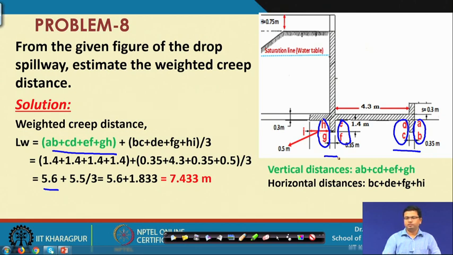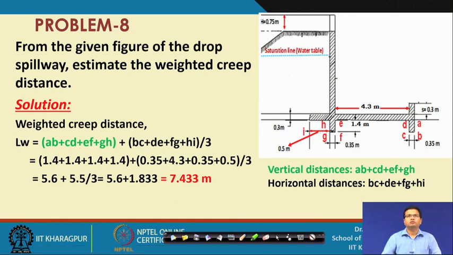Then the horizontal distances are BC, then FG, then this 4.3 which is D, and also this distance, HI. So, BC equals 0.35, D equals 4.3, FG equals 0.35 and HI equals 0.5 meter. You have to take one third weight of these horizontal distances. The total horizontal length is 5.5 divided by 3, which is 1.833. Adding 5.6, you will get 7.433 meter. So, the weighted creep distance equals 7.433 meter. This solves our problem.